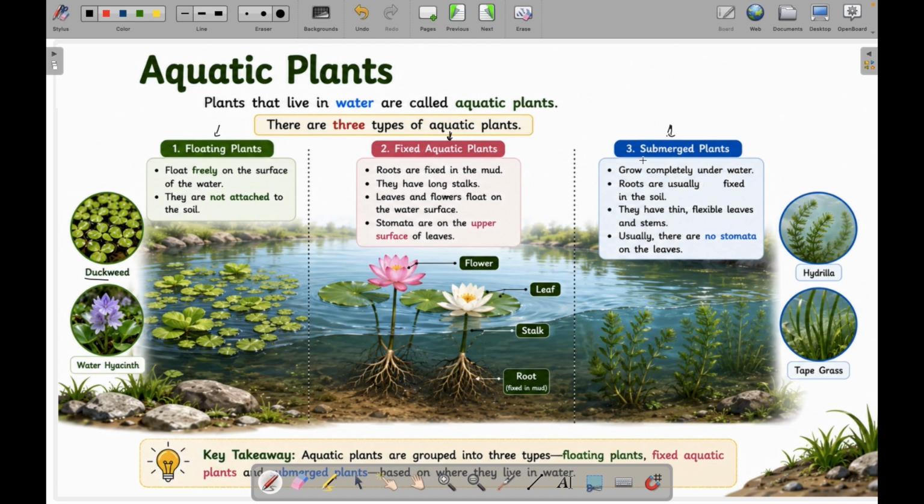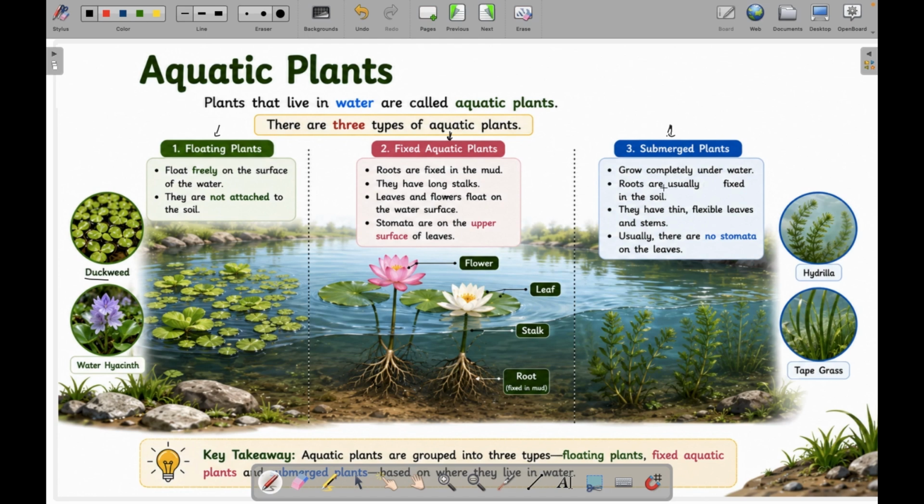Okay. Finally, we have the submerged plant. In case of a submerged plant, you'll see that the entire plant grows completely underwater. Their roots are fixed in the soil as well. However, how is this different? The entire plant is underwater. Here, you'll see that the flower and the leaf are on the surface of water. Right? Here, the entire plant is underwater. Okay. So what are two examples of fixed aquatic plants? The first example is lily. The other example is lotus. Right? So water lily and lotus are two examples of fixed aquatic plants.